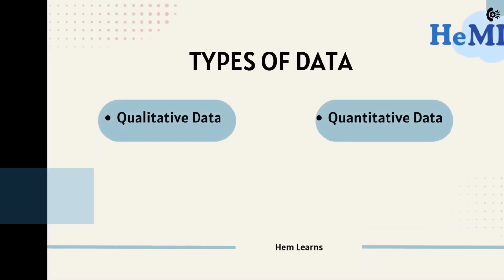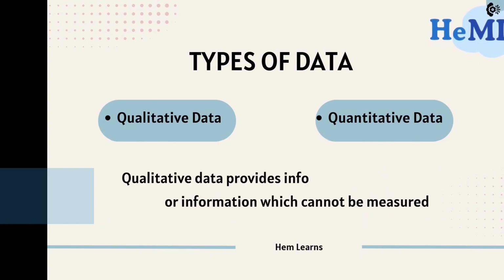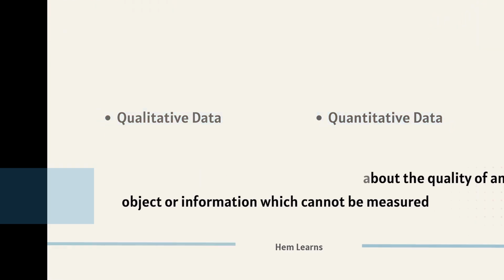Qualitative data. Qualitative data is descriptive information. It tells you qualities or categories, but not numbers. For example, color, brand, names, emotion, and so on. You can describe it, but you can't measure it with numbers.